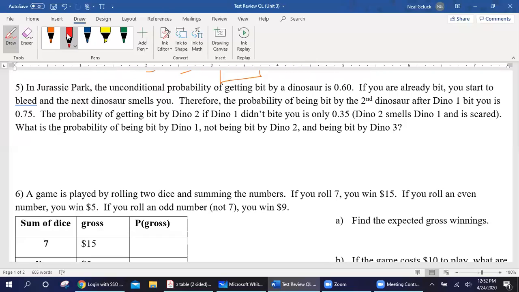So this is one of these where I've got to figure out each one individually. So first thing, what's the probability of being bit by Dino 1? Well, that is just the first dinosaur. You have a 0.6 chance.